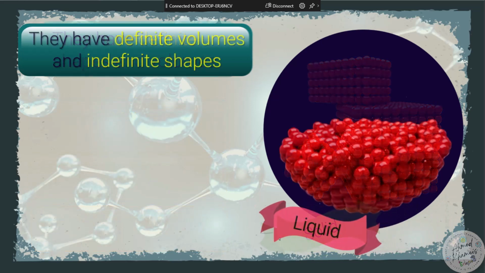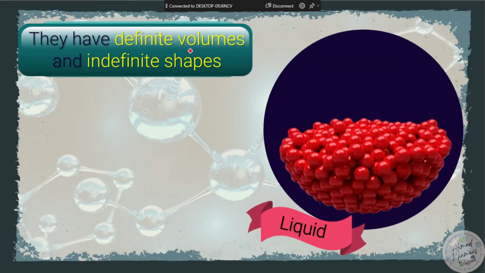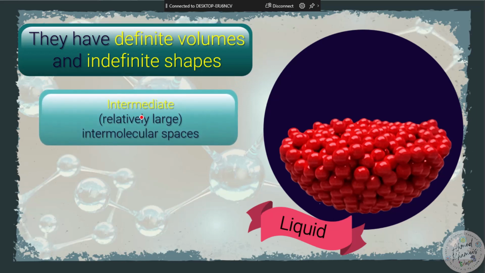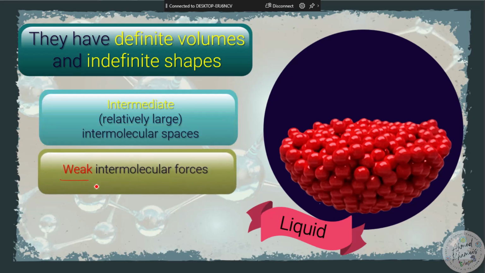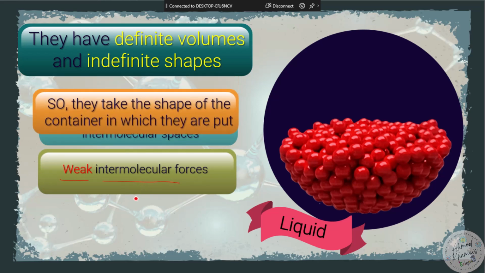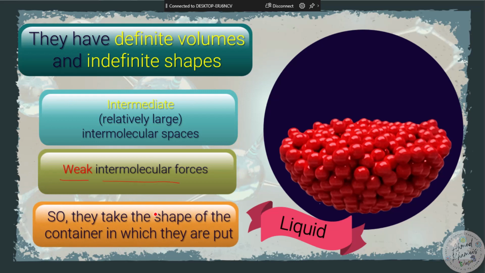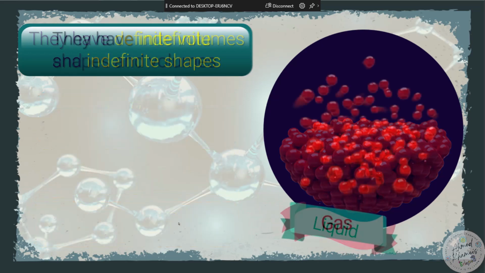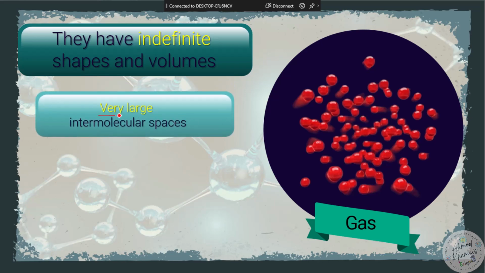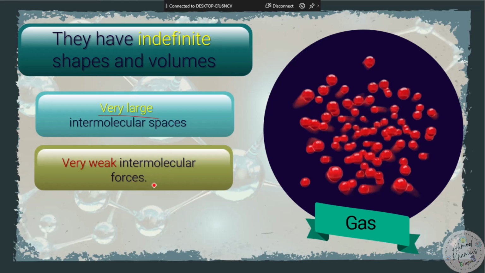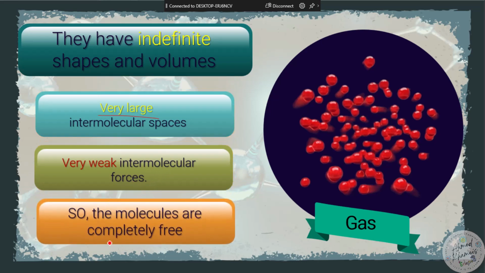But in the liquid state, they have a definite volume but an indefinite shape, because they have intermediate intermolecular spaces. So they have slightly weak intermolecular forces, and they take the shape of the container. But gases, as you see, have indefinite shapes and volumes because they have very large intermolecular spaces. So they have very weak intermolecular forces, and the molecules are completely free.